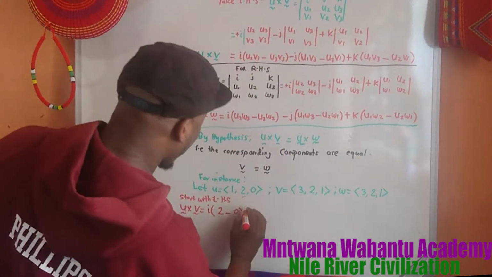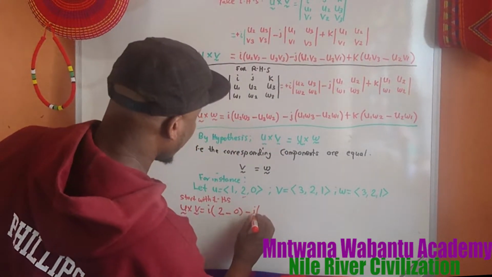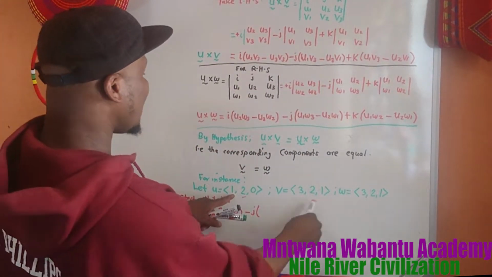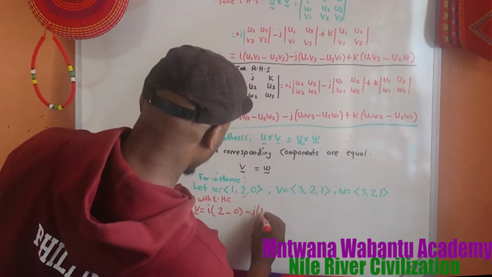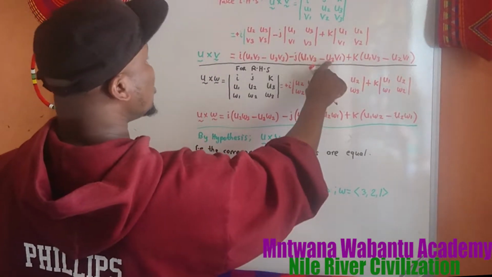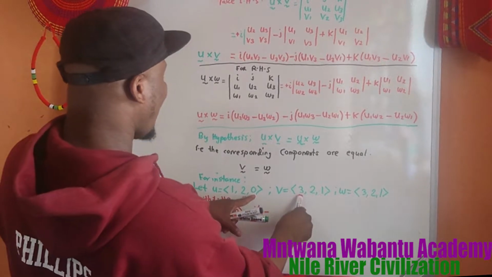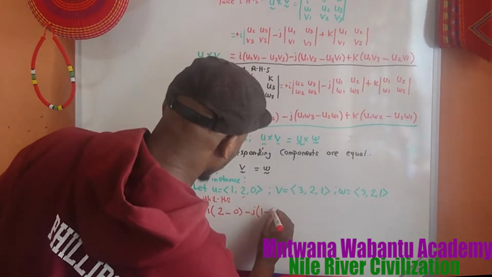Now we come here, so we say minus j. U1 V3: what is U1? U1 equals 1, V3 equals 1, so 1 times 1 equals 1. With minus U3 V1: U3 is 0 and V1 is 3, so 0 times 3 equals 0.